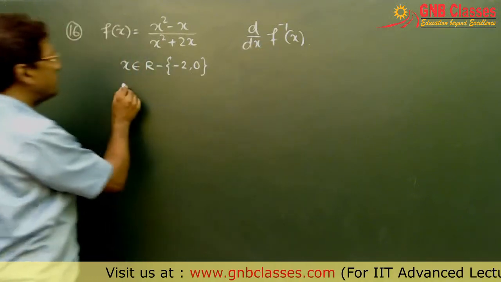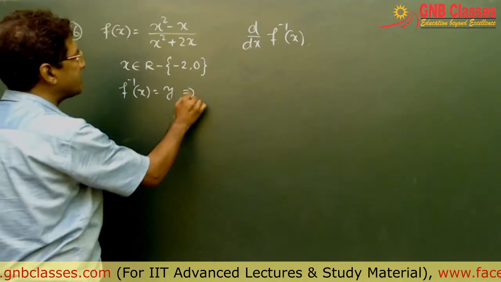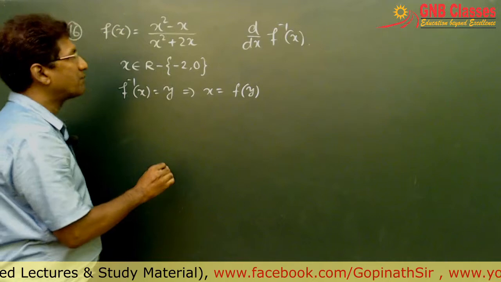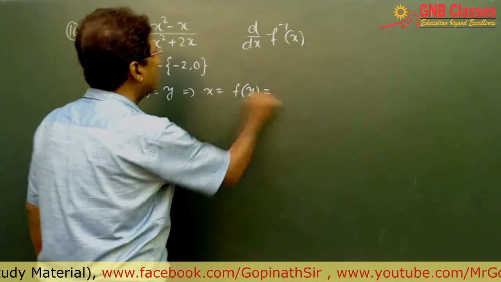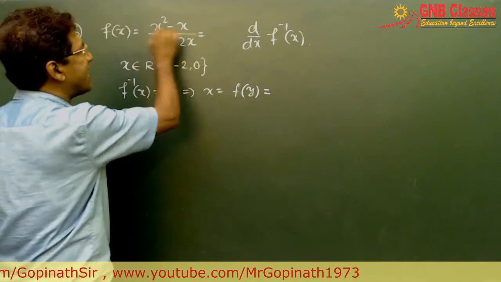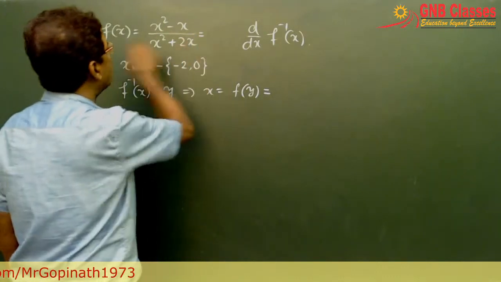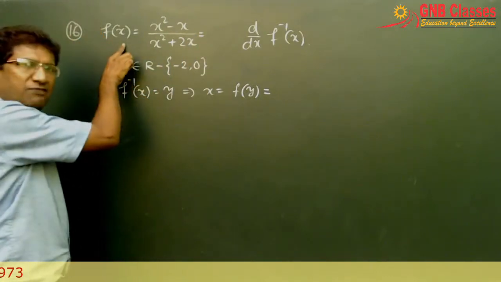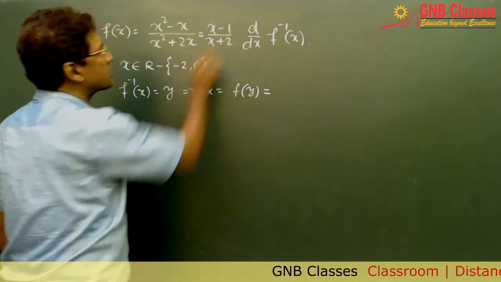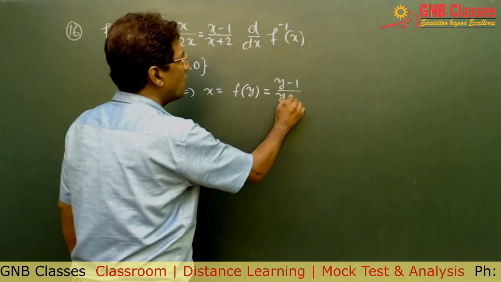Now to find out f inverse x, let us say f inverse x is nothing but y. So that implies x is nothing but f of y, right? Now f of y is what? f(x) is (x² − x)/(x² + 2x). Now if I take x common and cancel, because x is not equal to 0, so we are going to redefine the function f(x) as (x − 1)/(x + 2). Therefore f(y) will give you (y − 1)/(y + 2).